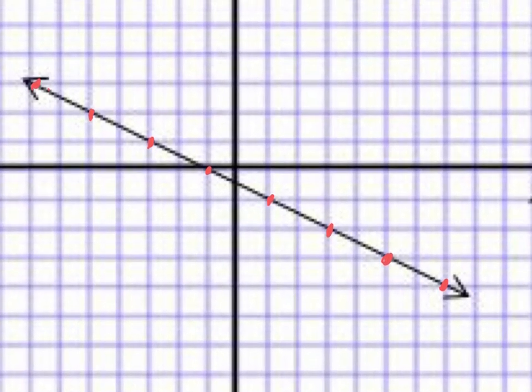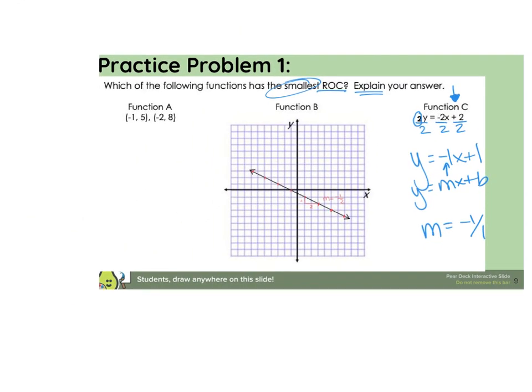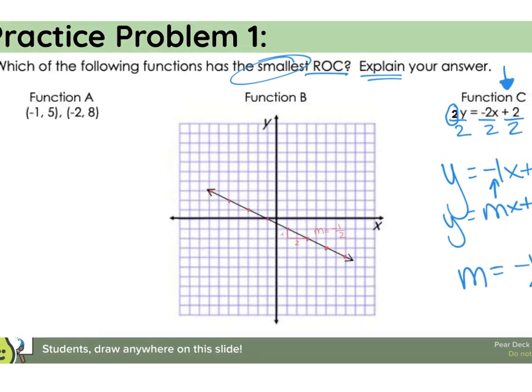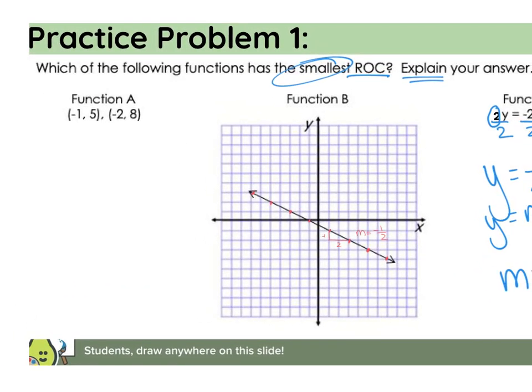This is a negative sloping line. So I go down 1 and to the right 2. So the slope is a negative 1/2. All right. So I've got 2 of my slopes. Now for the last one, I'm going to have to use the slope formula.